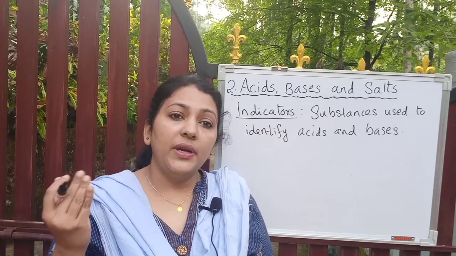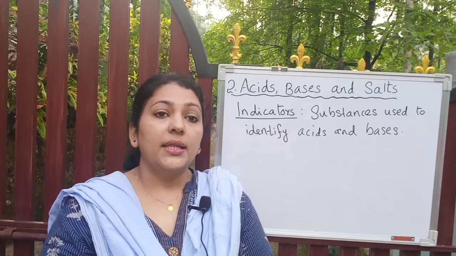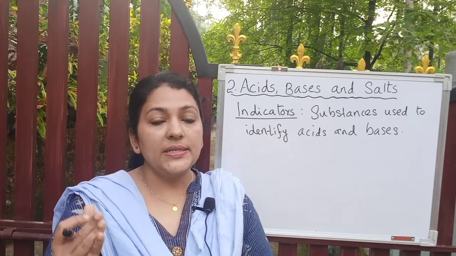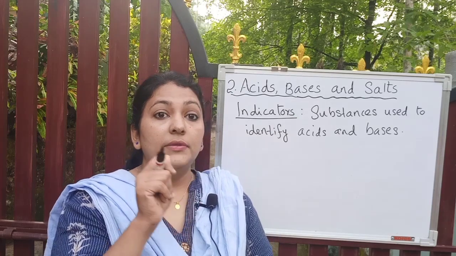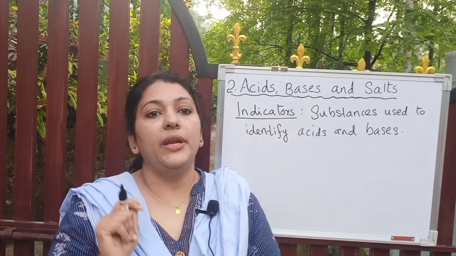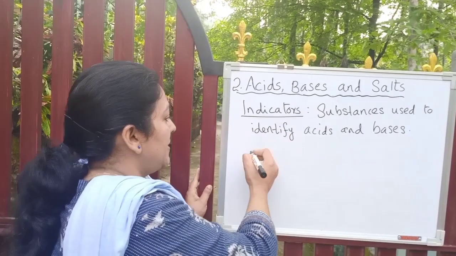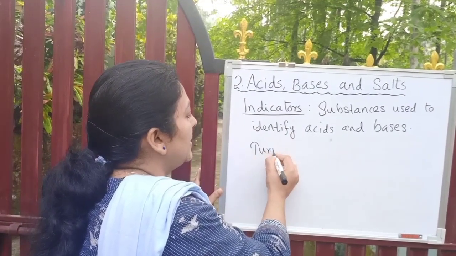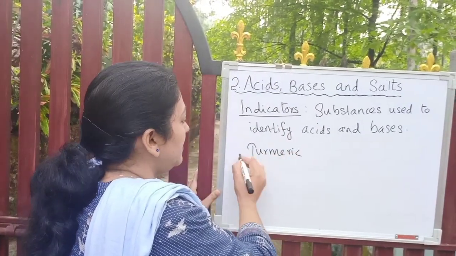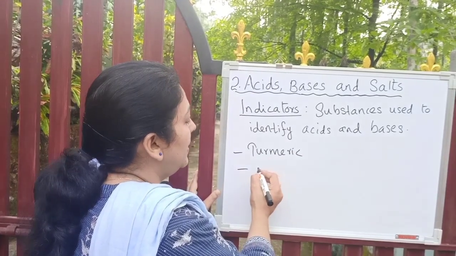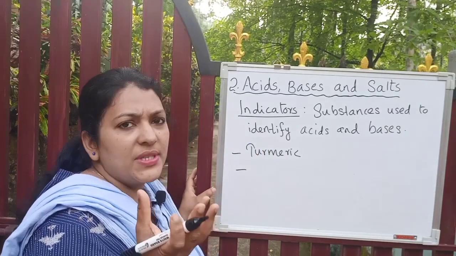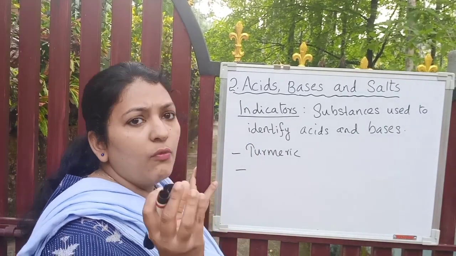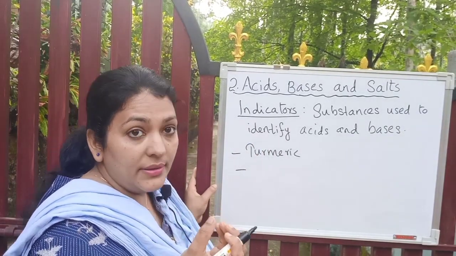Different types of indicators are there. Some will show different colors in different media. I'll write some examples. One is, as I told you already, turmeric. Another one is red cabbage extract. Red cabbage, have you seen the salad cabbage? Violet color. Actually, it is called red cabbage.